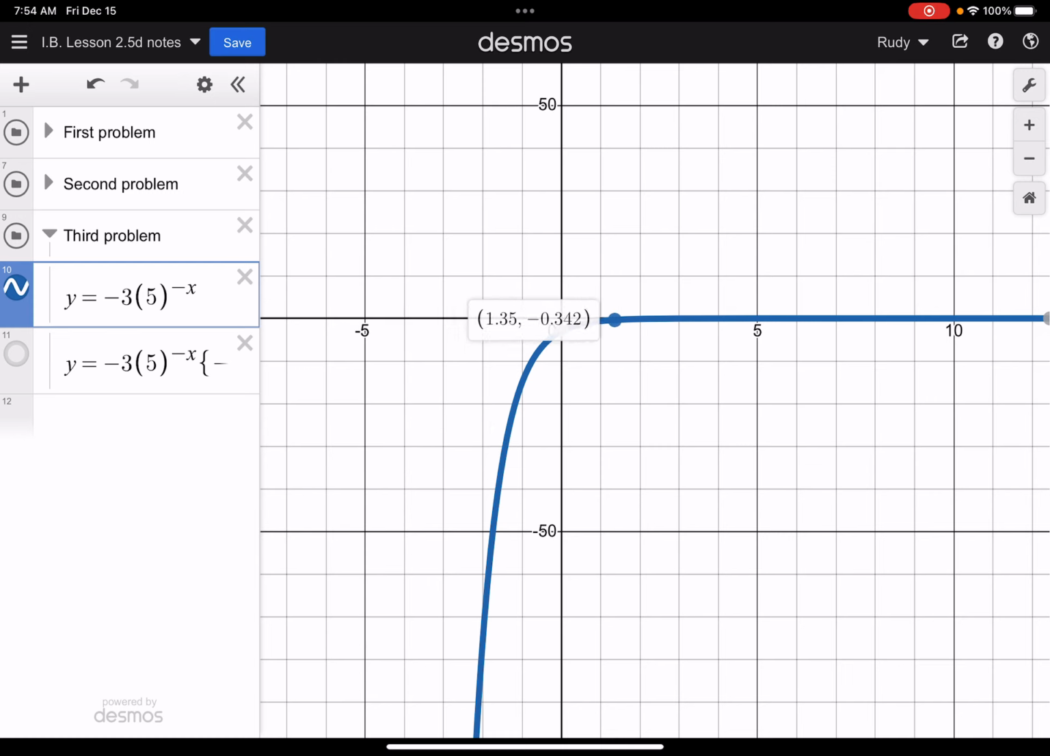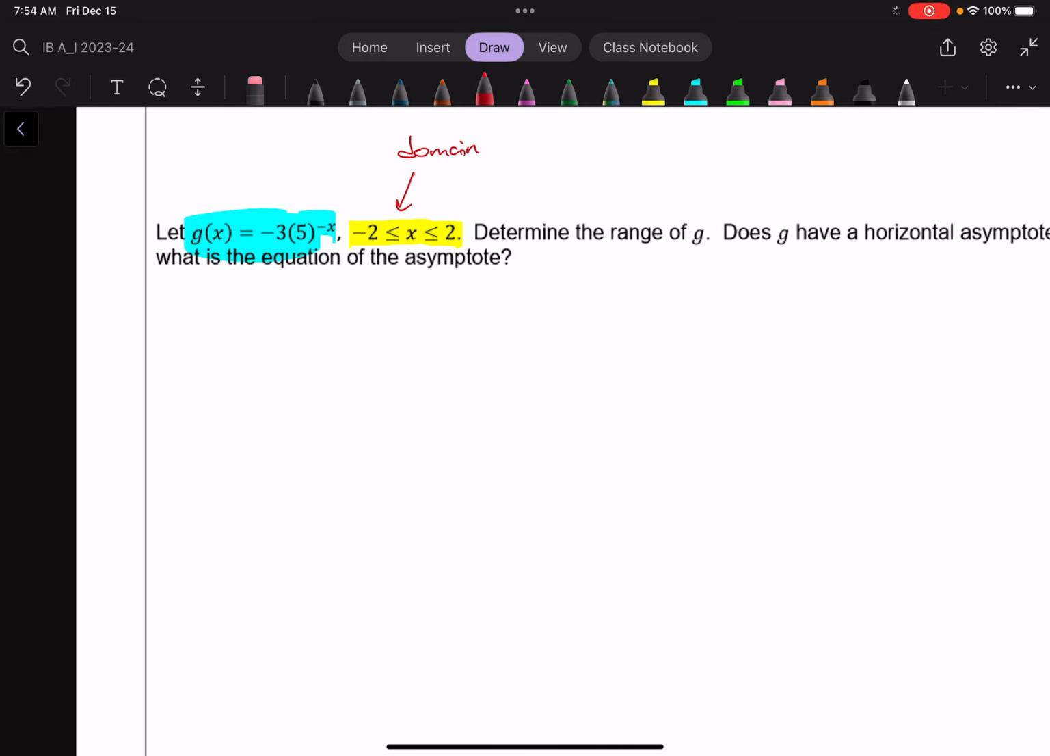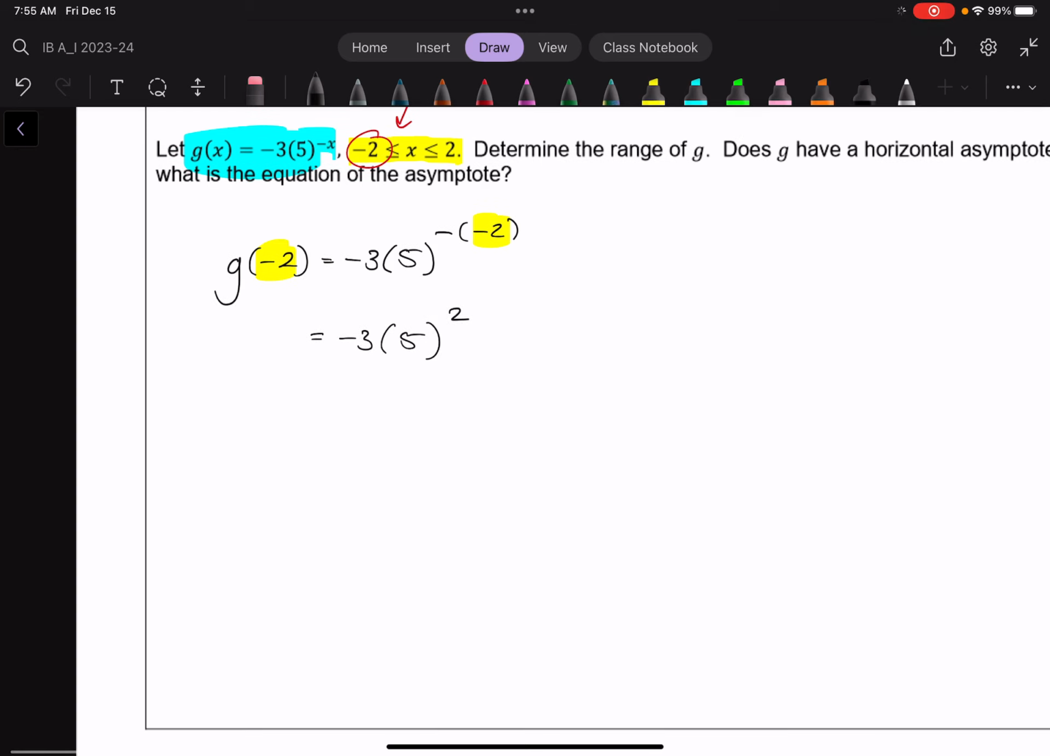So what are those values? Now I can use my GDC to find where this begins and ends. It's probably easier just to do it algebraically. Because if I want to find out what the range of this is, I need to figure out, okay, let's put in negative 2 and see what comes out. So instead of g of x, let's find g at negative 2. And I get negative 3 times 5 to the power of negative 2, which is the same as negative 3 times 5 to the power of 2, which is negative 75. So I know when x is negative 2, which is where my function begins, the output is negative 75.